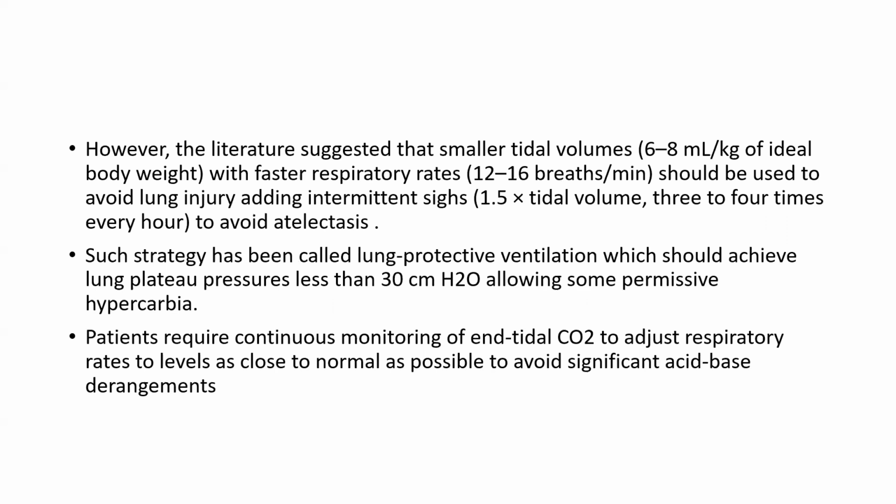However, literature suggested that smaller tidal volume, that is 6 to 8 ml per kg of ideal body weight, with faster respiratory rate, that is 12 to 16 breaths per minute, should be used to avoid lung injury, adding intermittent sighs, that is 1.5 times tidal volume, 3 to 4 times every hour to avoid atelectasis. Such a strategy has been called lung protective ventilation, which should achieve lung plateau pressure less than 30, allowing some permissive hypercapnia. Patients require continuous monitoring of end tidal CO2 to adjust respiratory rate to a level as close to normal as possible to avoid significant acid-base derangements.